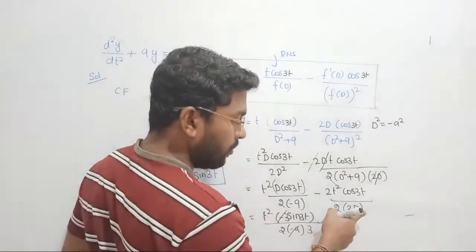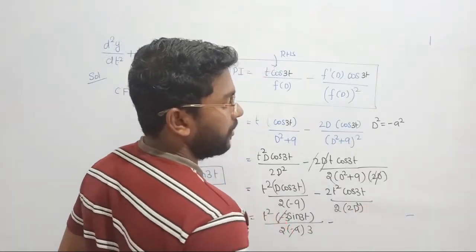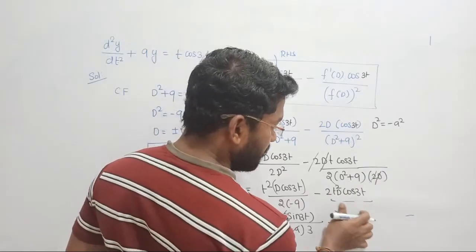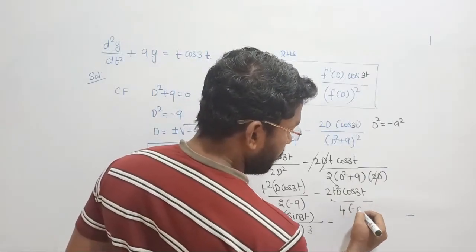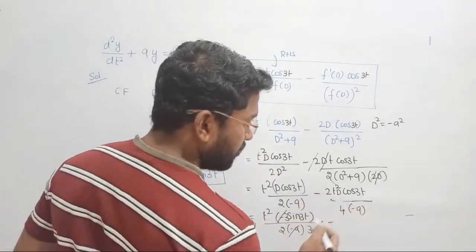Here, what will come? There is a d in the denominator, but I cannot keep d directly, right? What I have to do? Multiply by d and divide by d such that it will become d square. Now d square will be replaced by what? 2 into 2 will become 4. D square will be replaced by minus 9. Do you all agree with me? Yes. Such that minus minus will become plus.